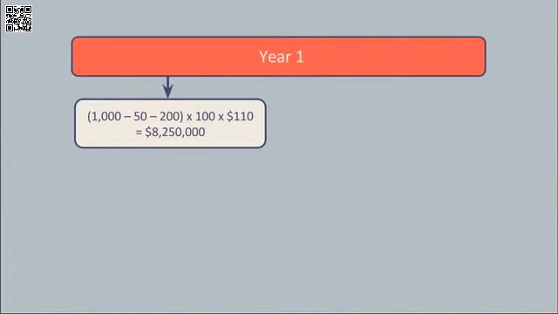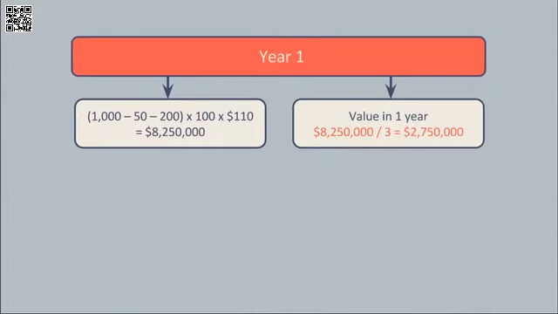That is 1,000 employees less the 50 who leave the company less the further 200 who are expected to leave, multiplied by the 100 SARs and the fair value. This is the value over the 3 years. We are only looking for the value in 1 year, so this is divided by 3. That is 2.75 million for year 1.